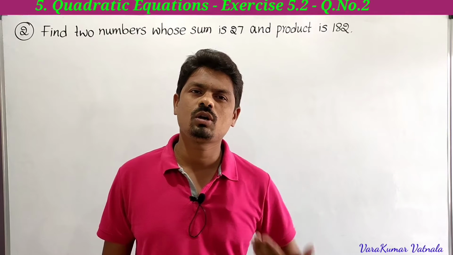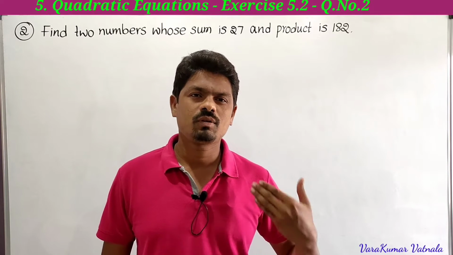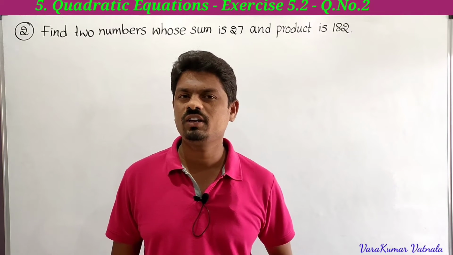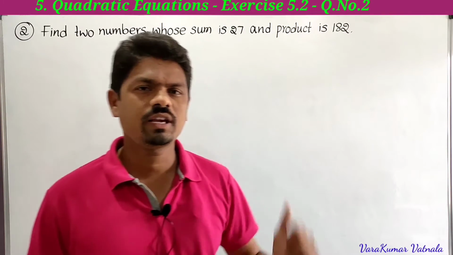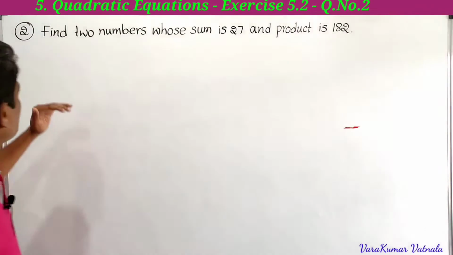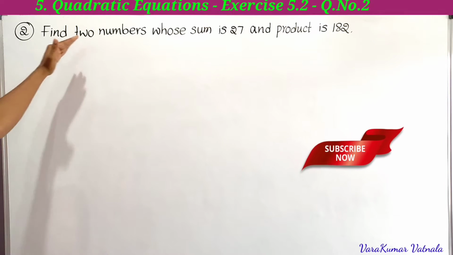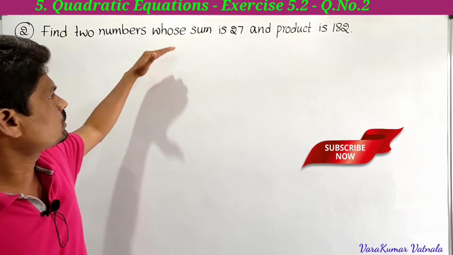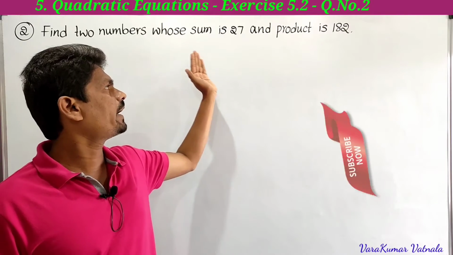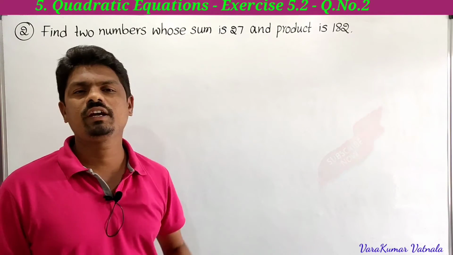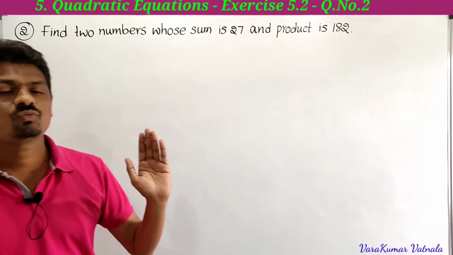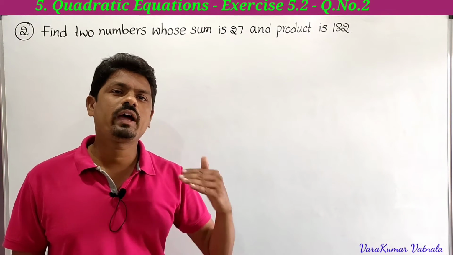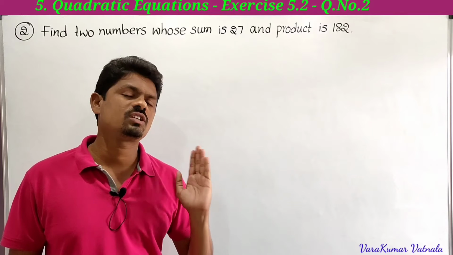Today we are going to solve the second problem from the 5th chapter, quadratic equations, Exercise 5.2. See here what he is asking. Find two numbers whose sum is 27 and product is 182. First we have to form a quadratic equation using the situation.